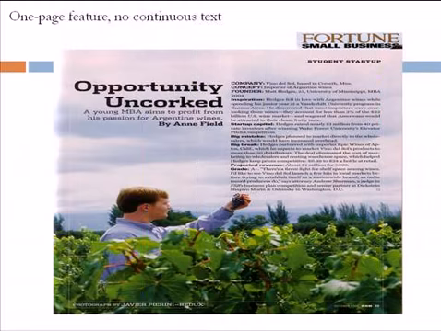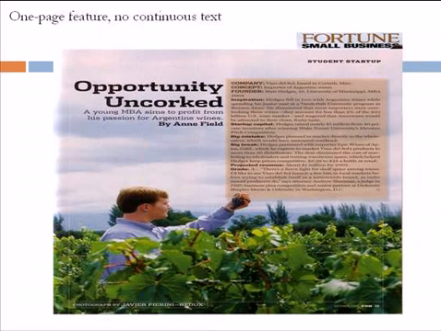Now, this next example is from Fortune for Small Businesses, and it's a 1-page feature article, but it has no running text. Instead, there's only a series of headings with brief bursts of text after each heading. The entire message of the article is conveyed by the title, Opportunity Uncorked, accompanied by the image of the young man holding a bunch of grapes with the endless horizon of opportunity spreading behind him.